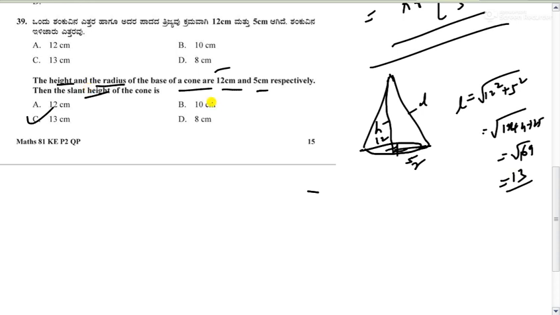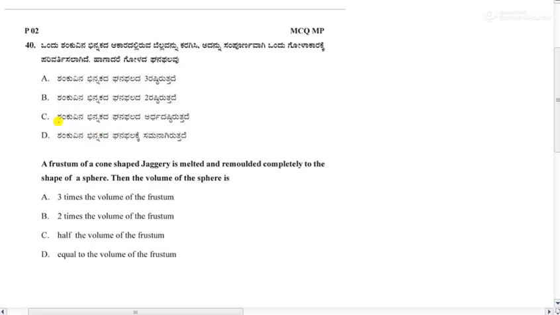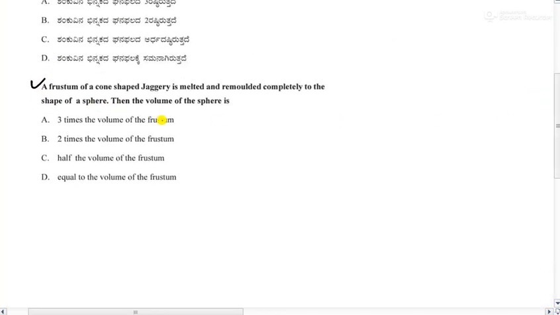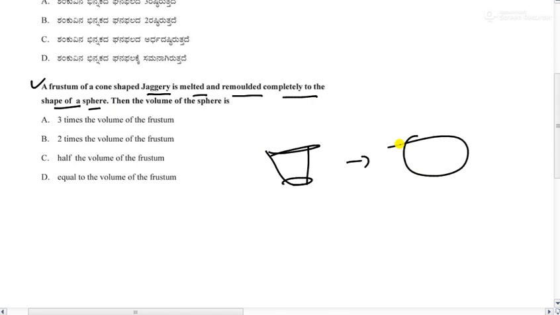Understood? Moving to the last question. So this is our question number 40, the last question. Okay, what have they given? A frustum of a cone shaped jaggery is melted and remolded completely to the shape of a sphere. Okay, so it was in the shape of a frustum. It is remolded into what? Sphere. What will remain the same whenever we change one solid to other? Volume remains the same.